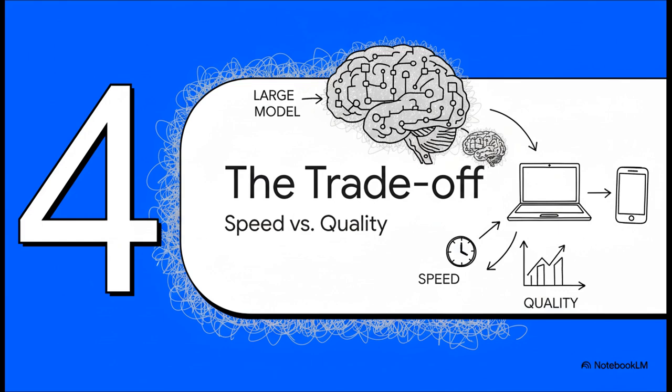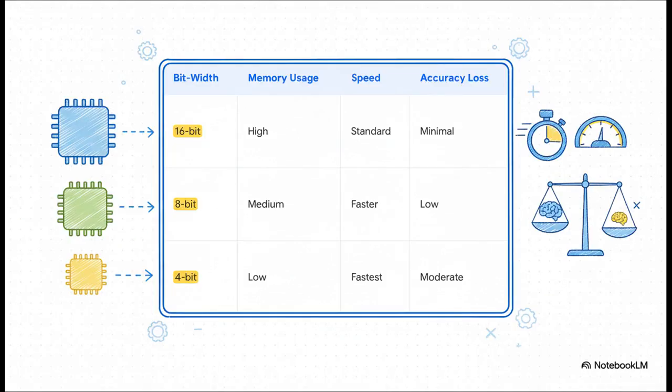But, and you knew there was a but coming, right? Like with most things in engineering, this isn't exactly free. There's a fundamental trade-off that every single builder needs to understand before they jump into quantizing a model. This table just lays it out perfectly. As you move down the list, from 16-bit to 8-bit and then down to 4-bit, your memory usage just plummets and your speed goes way up. But take a look at that last column, potential accuracy loss.